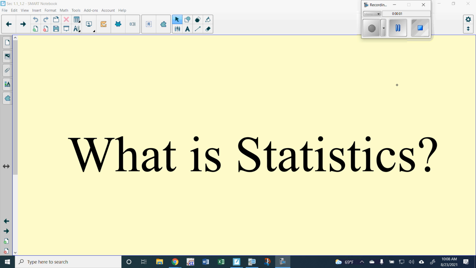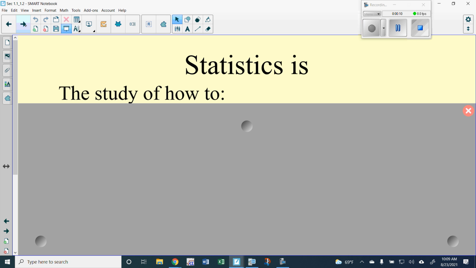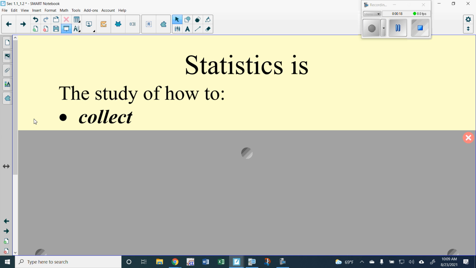You have the definition of statistics, and you'll see 4 marks there. So our 4 areas that we are going to look at in statistics. So when you think, what is statistics? These are the 4 things we're going to study this year. First off is how to collect data.